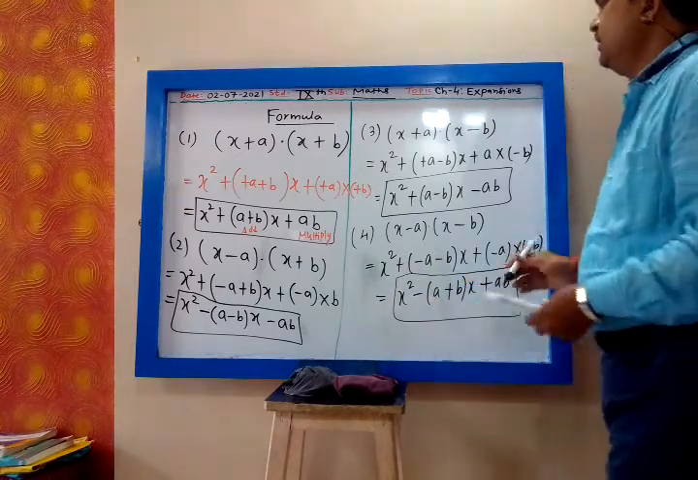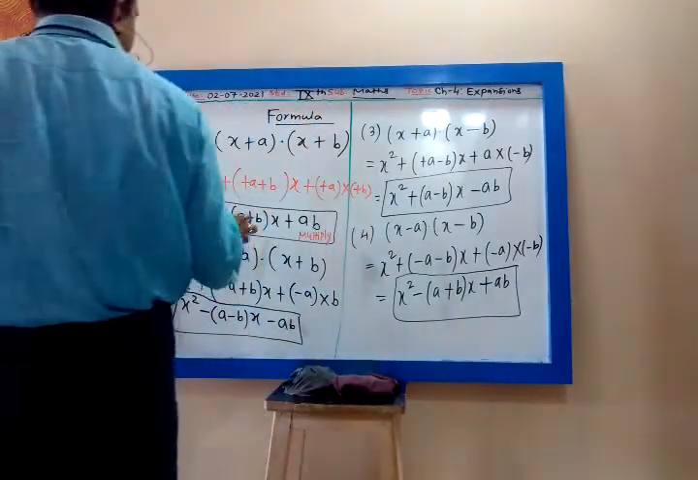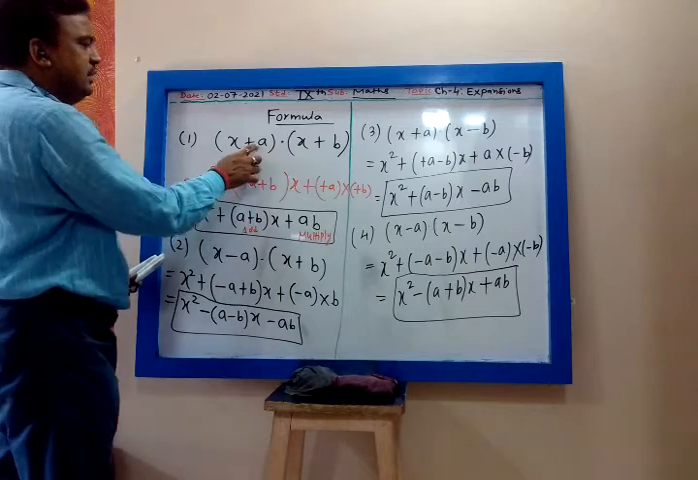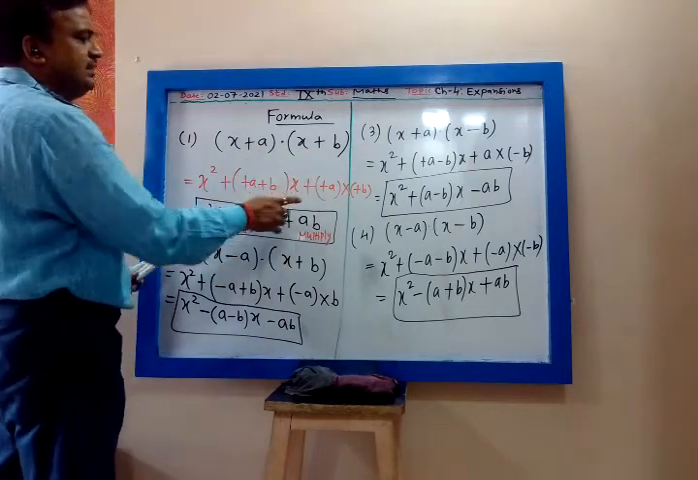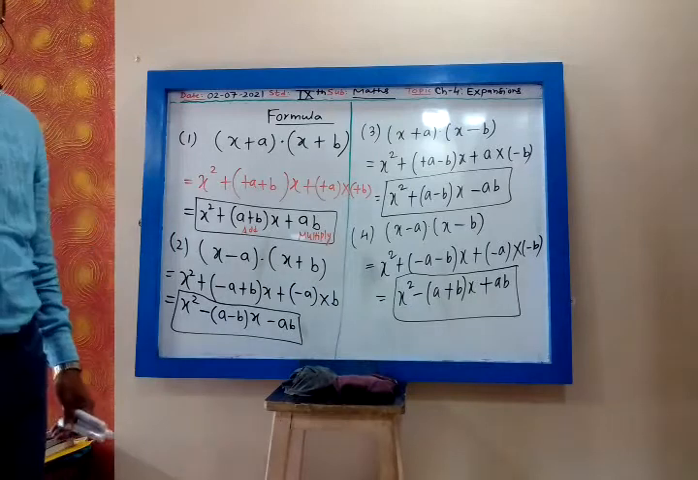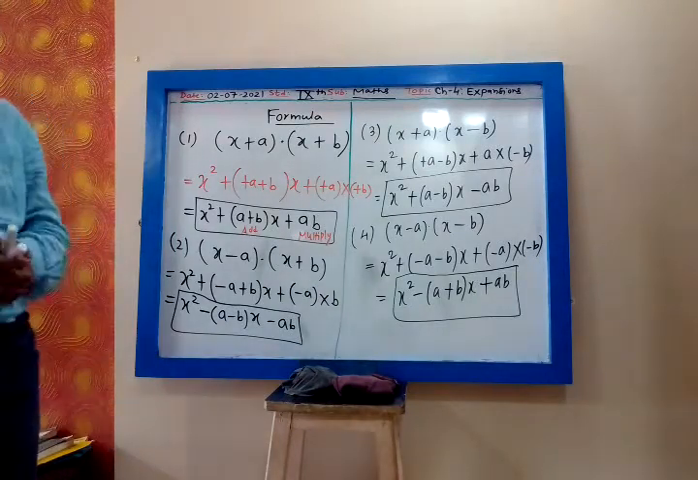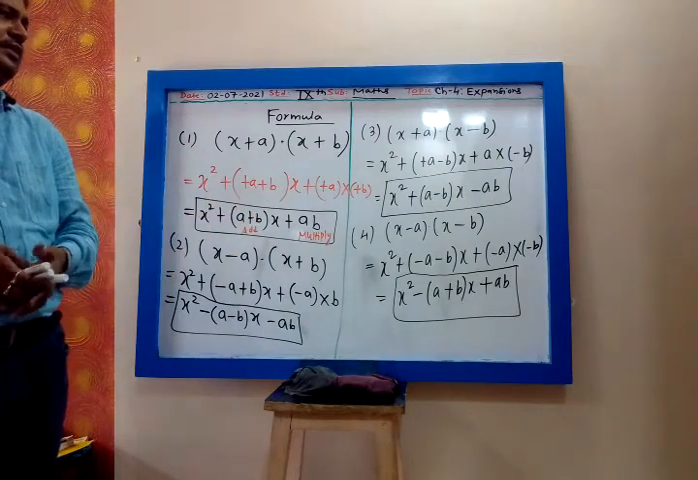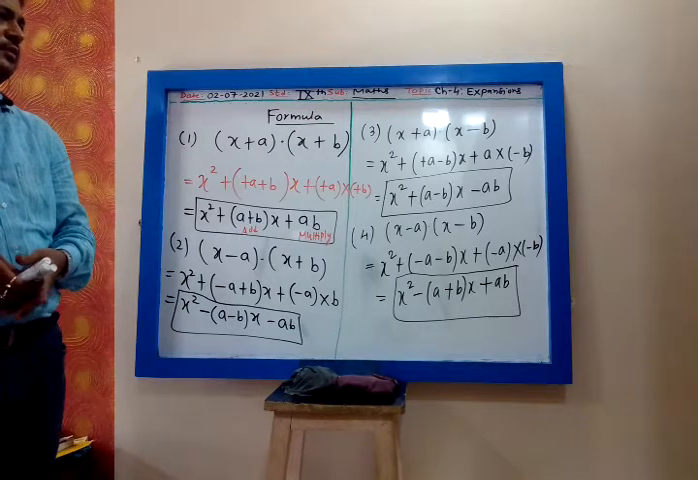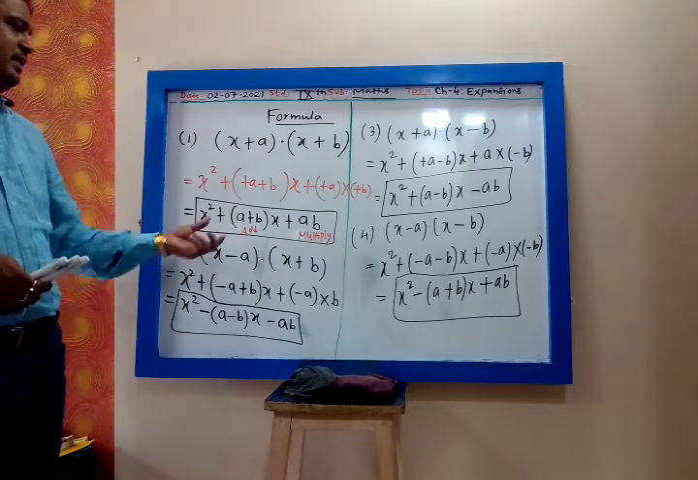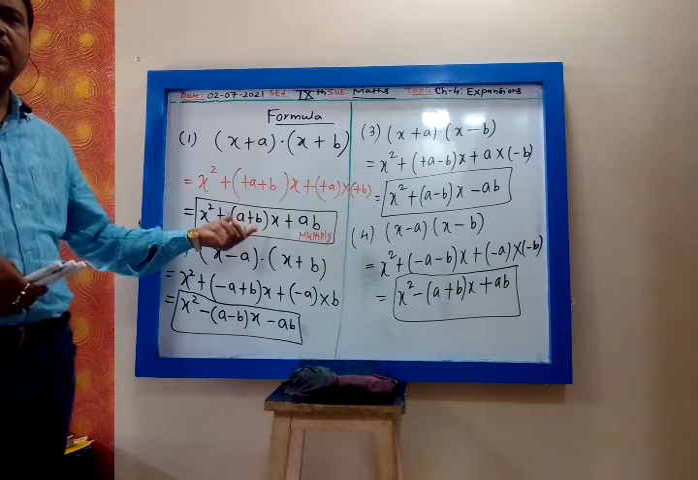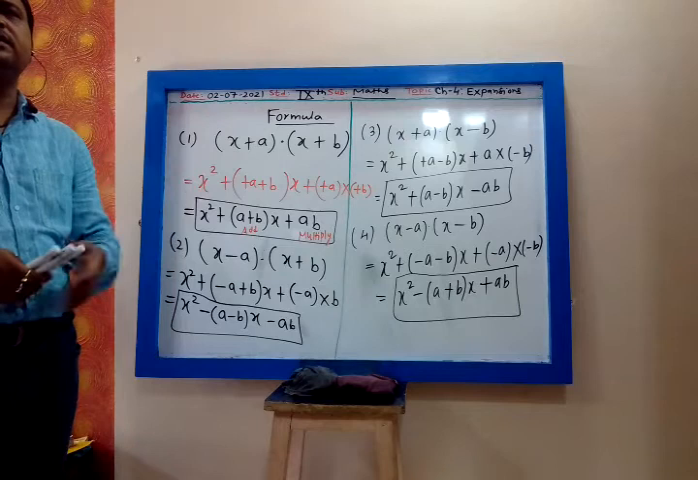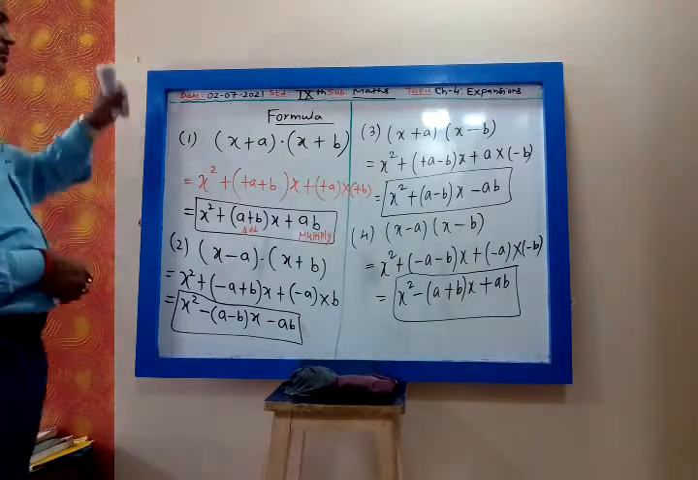So do not remember the formula, remember the technique. That will be x square plus, add the two numbers with their usual sign, and last multiply the numbers with their usual sign, that's all. So what is that technique? In between you add the numbers with their usual sign, and last you multiply the numbers with their usual sign, that's all.